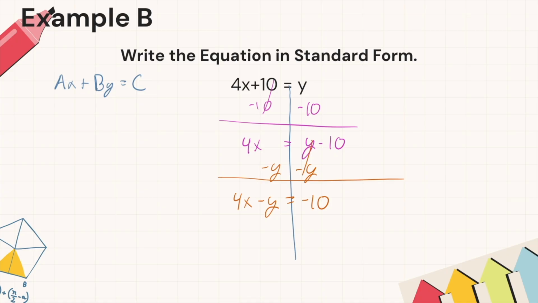And I now have it in standard form where I have ax plus or minus by equals c, and that is the negative 10. So I've completed this example. Now let's go on to the last example.